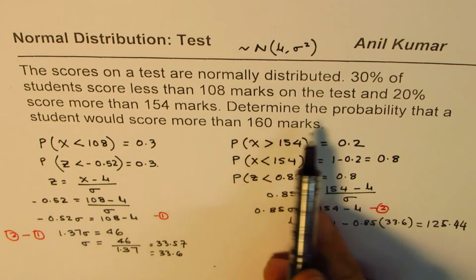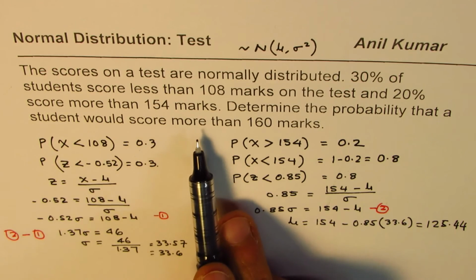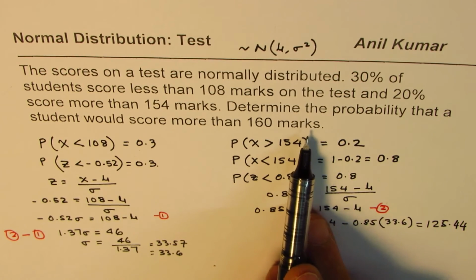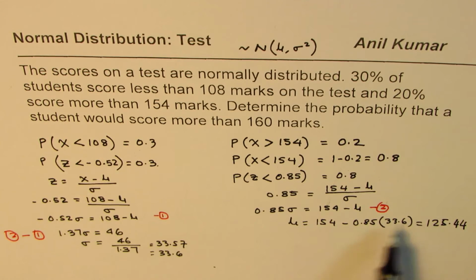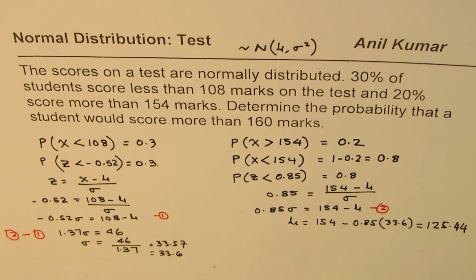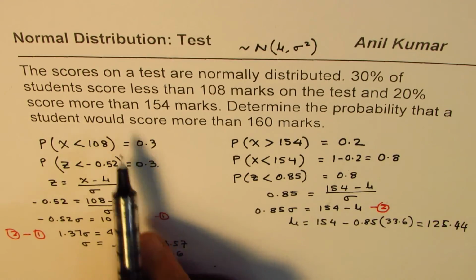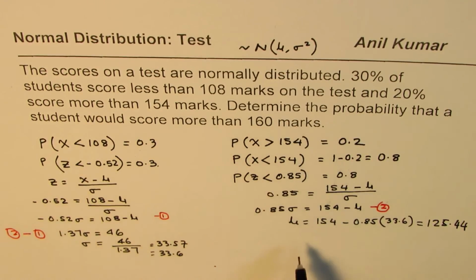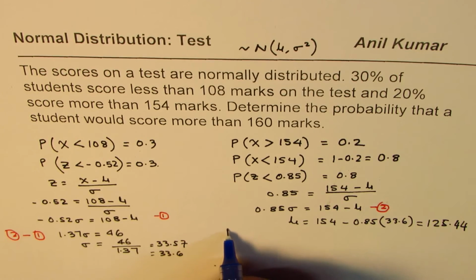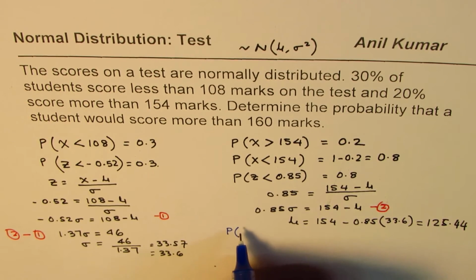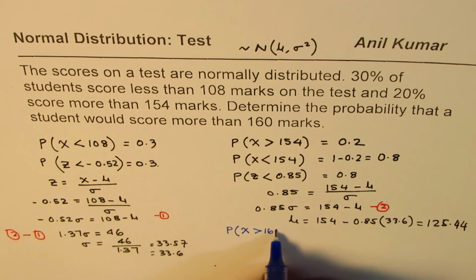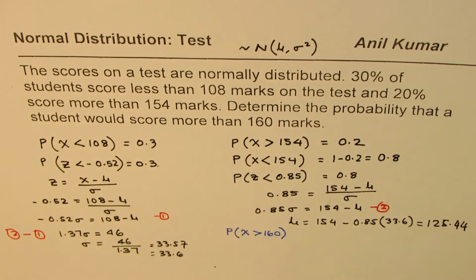Now it says, determine the probability that the student would score more than 160 marks. Correct? Since we now know mu and sigma, that is to say the mean and standard deviation, we can actually find the probability for this, right? So we want to find the probability that the student will score more than 160 marks. We have a normal distribution. That is what we need.